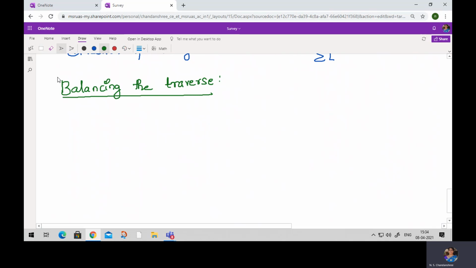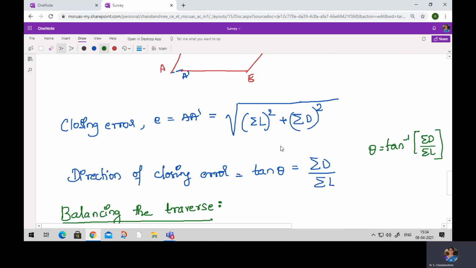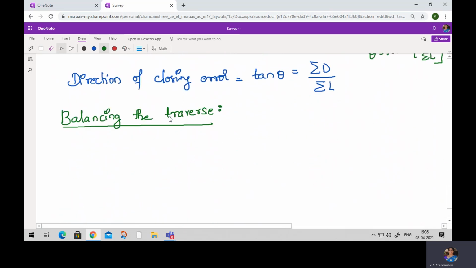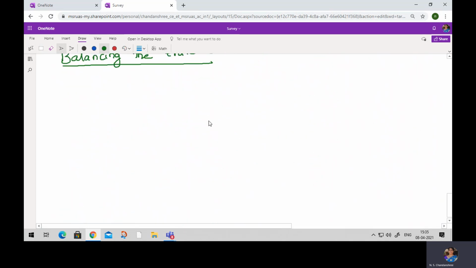Now balancing the traverse means we have to eliminate this closing error and find out the latitude and the departure correction. If there was no error in latitude or departure, then this value would be 0, this also would be 0, and then this entire thing would be 0. When the closing error is 0, that means A dash and A are the same point. Then there is no point in balancing the traverse.